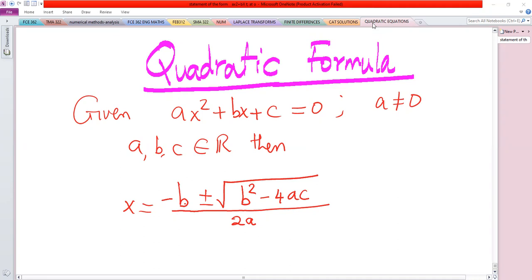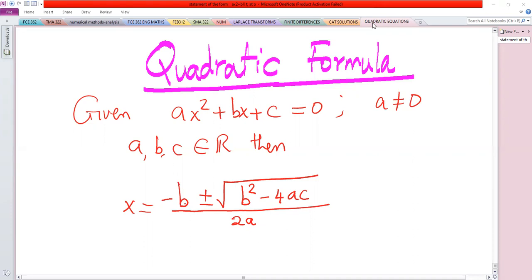So the quadratic formula says that given a quadratic equation, ax squared plus bx plus c equals 0, where a is non-zero and a, b, and c are real numbers, then x is given by minus b plus or minus square root of b squared minus 4ac, divided by 2a.